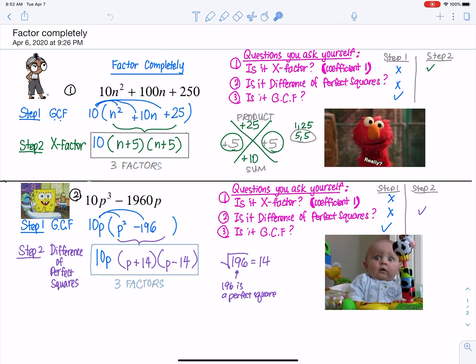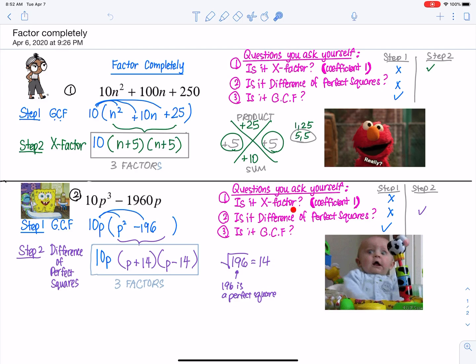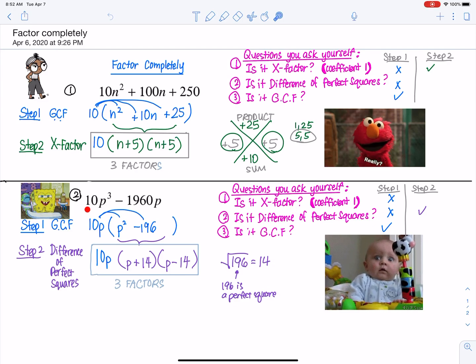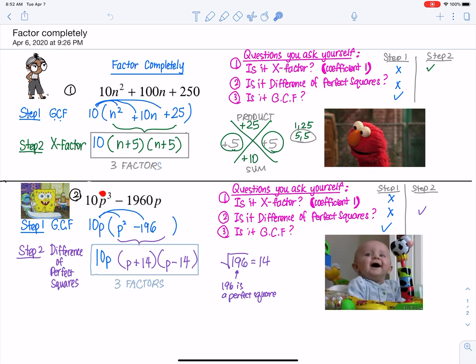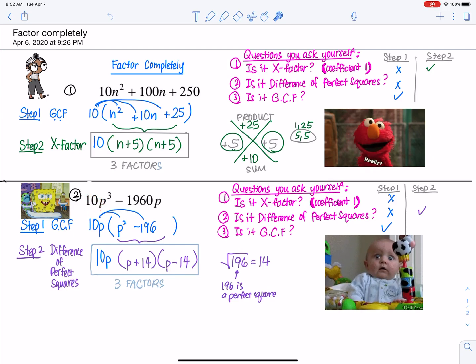Alright, now let's look at the next question. So here we have to factor this completely. So the first question you ask yourself, is it an X factor with a coefficient of 1? Well, this is not even a coefficient of 1, and this is not X factor. It is not in the format of p squared, p number. So it's not X factor. Then the next question you ask yourself, is it a difference? Well, it is a difference, but is it a perfect square? Well, 10 is not even a perfect square. Once one term is not a perfect square, the whole thing is not a difference of perfect squares.